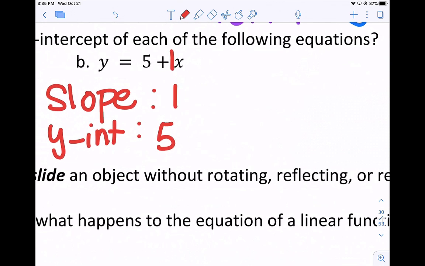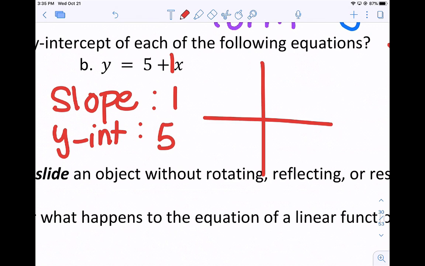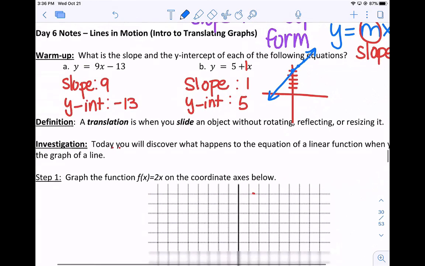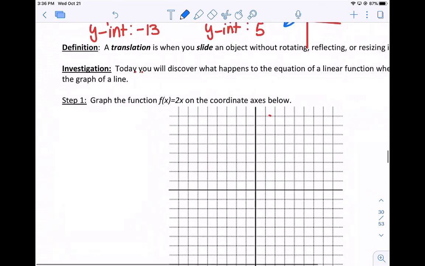So if you were to graph that, here's what it might look like. We would have our y-intercept of 5, and our graph would go up 1 over 1 in each direction. So this graph, y equals 5 plus x, would look something like that. Probably more straight though.